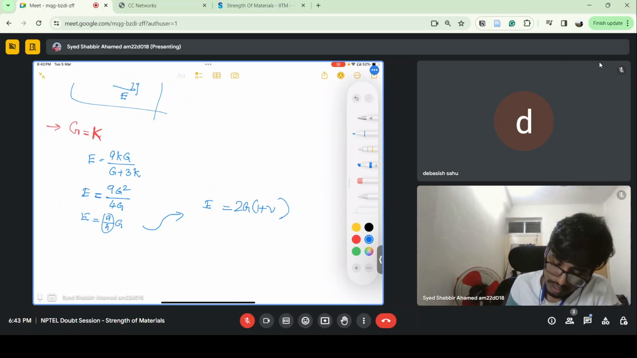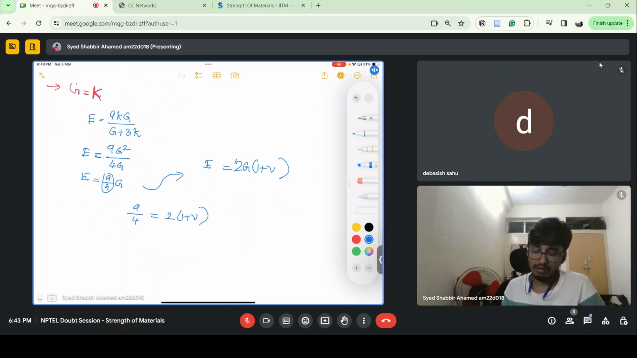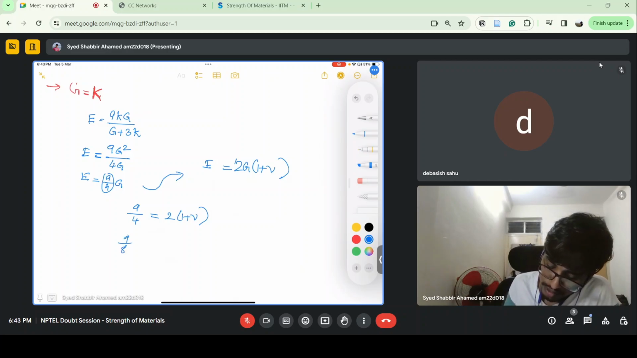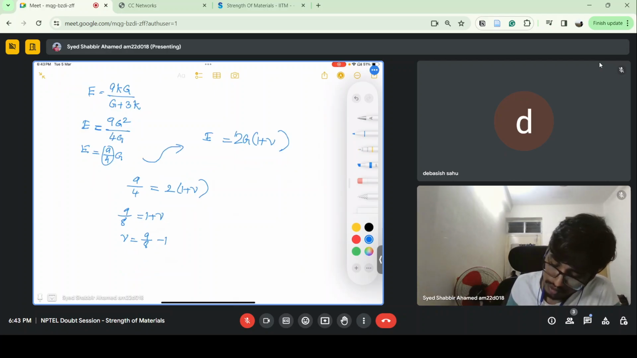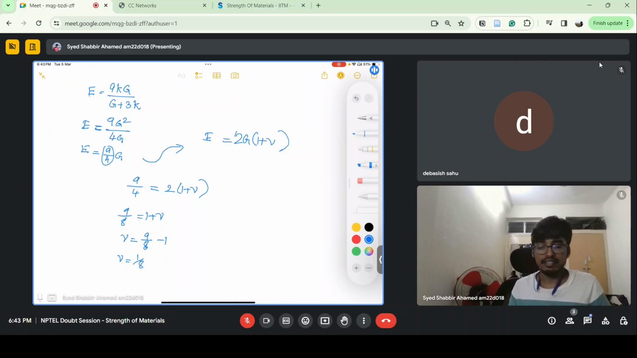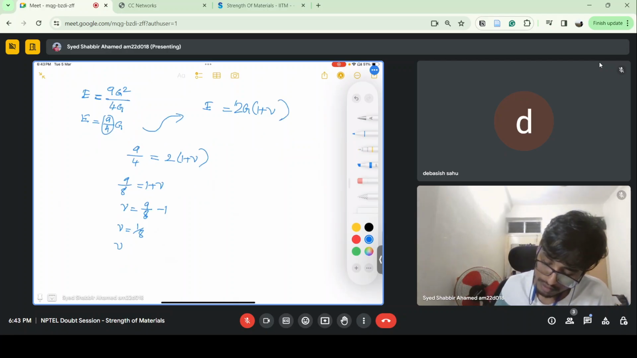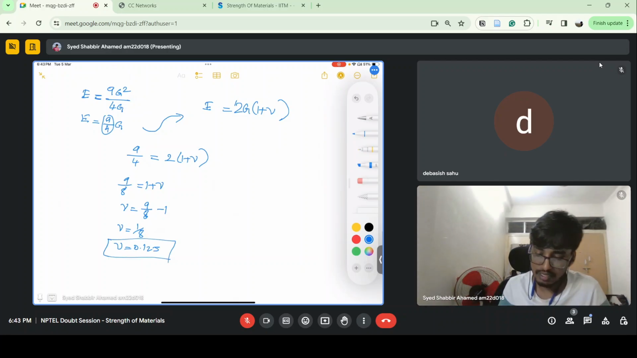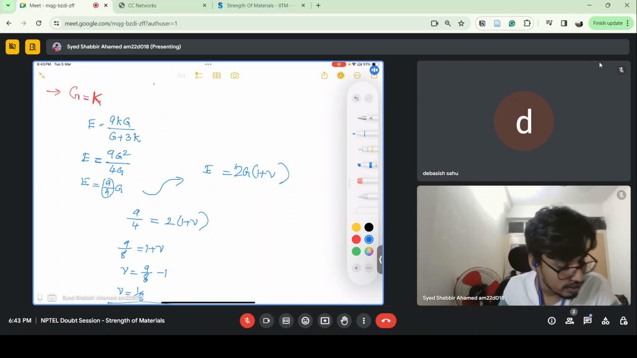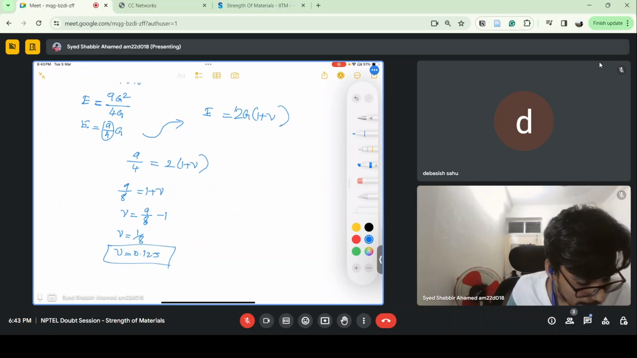So comparing these two equations, 9 by 4 is equal to 2 into 1 plus mu. So if I do this, I will get 9 by 8 equals 1 plus mu. Mu is equal to 9 by 8 minus 1. So it is 1 by 8. So 1 by 8 is 0.11, I guess. 0.125. This is the Poisson's ratio when the shear modulus is equal to the bulk modulus.